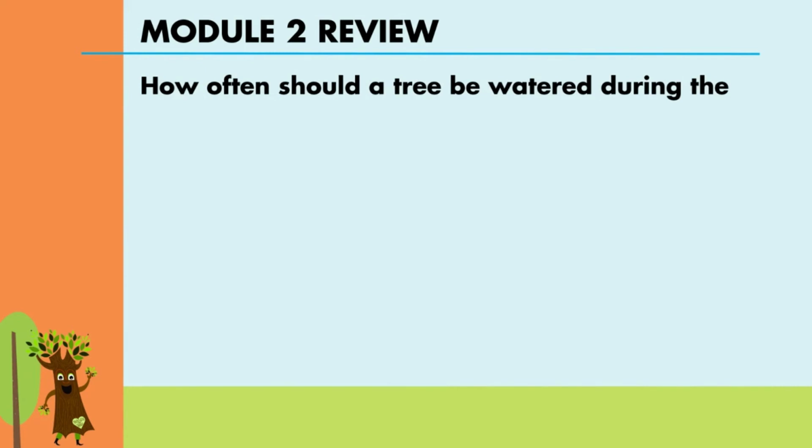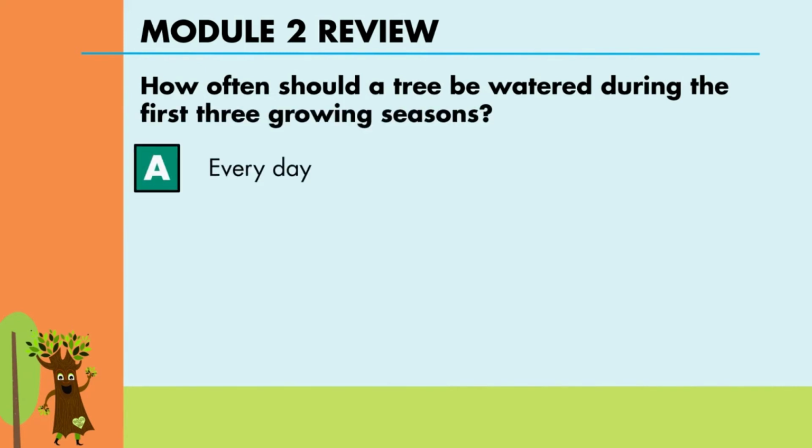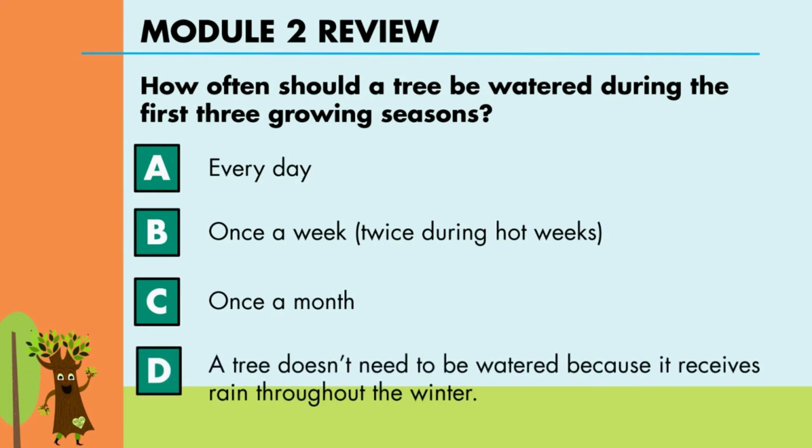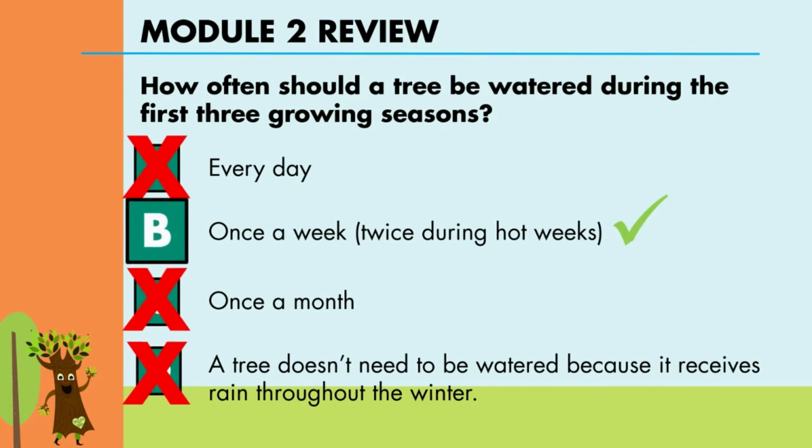How often should a tree be watered during the first 3 growing seasons? A. Every day. B. Once a week, twice during really hot weeks. C. Once a month. Or D. A tree doesn't need to be watered because it receives rain throughout the winter. If you chose B, once a week, twice during really hot weeks, you're right again.